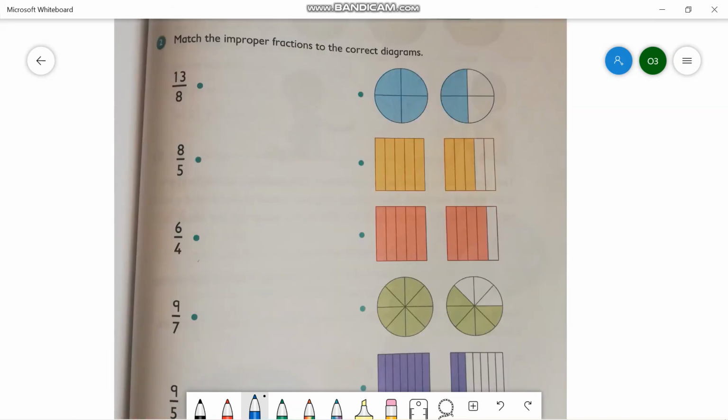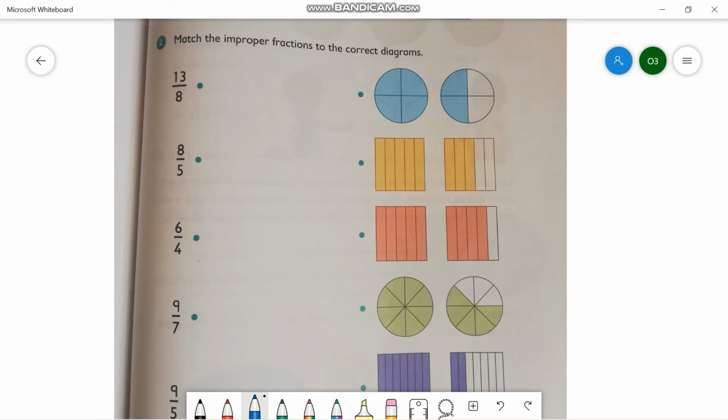Now let's go to number 2. Match the improper fractions to the correct diagrams. So my advice to you to answer this exercise, first look at the diagram and then match it with the fraction. Okay? Because it's easier to visualize first than looking at the fraction and then thinking of the visualization. So it's easier to see the diagram first and then matching it with the fraction.